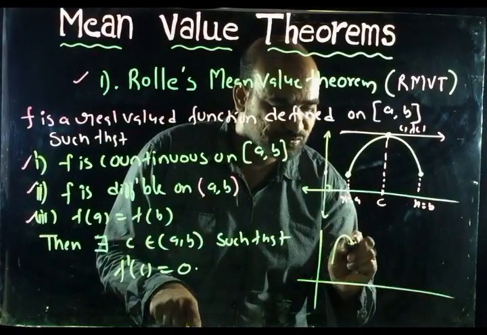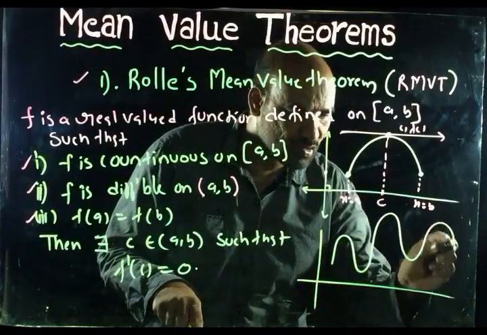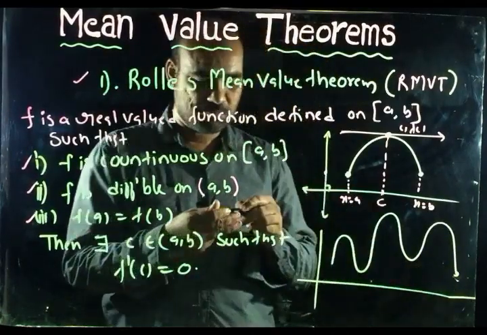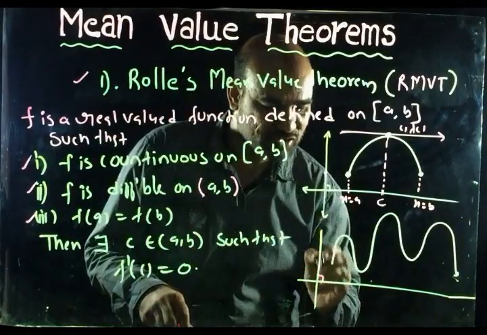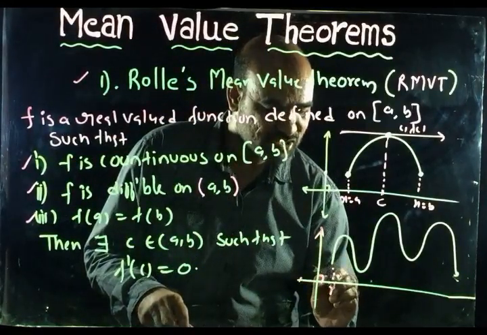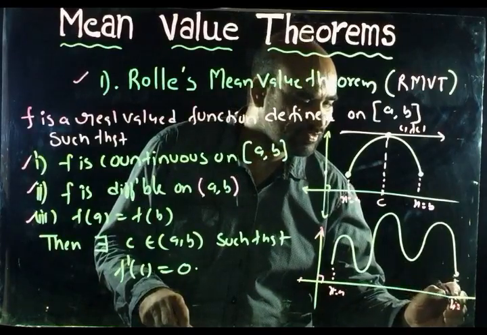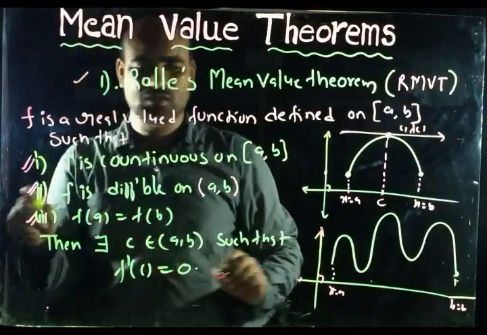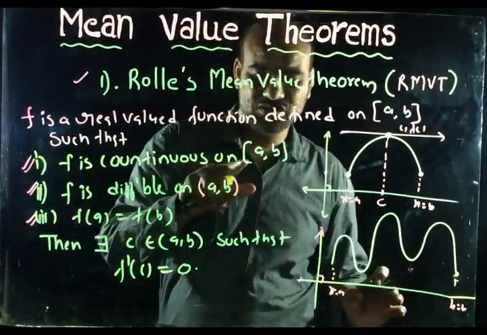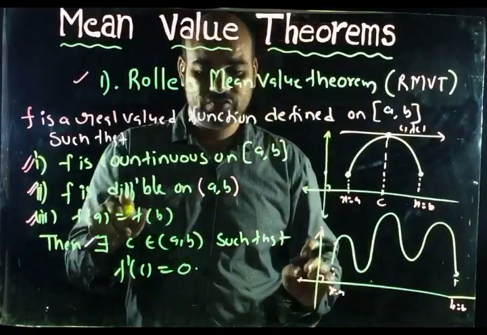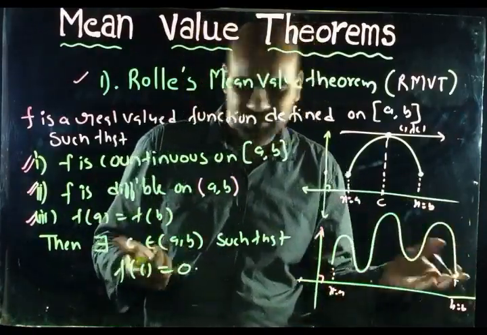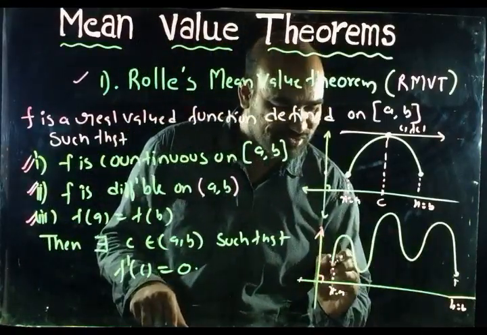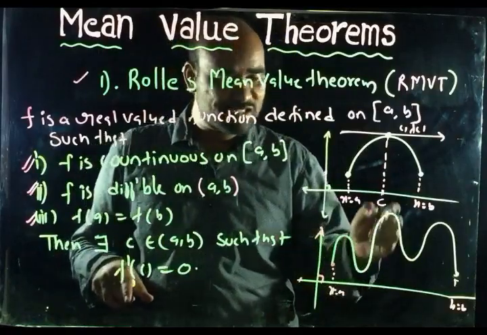For example, this is another function. Here x equal to a, x equal to b. This function also satisfies these three conditions. Observe: it is a real valued function. f is continuous in the closed interval [a, b]. f is differentiable in the open interval (a, b), no sharp corners. And f(a) equal to f(b), important. This means this function satisfies these three conditions.